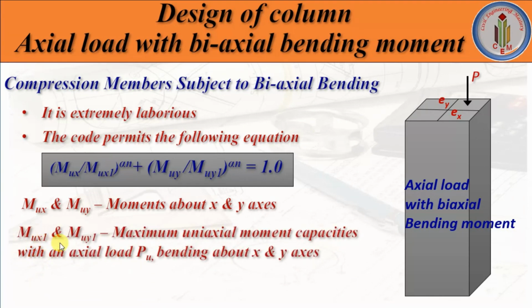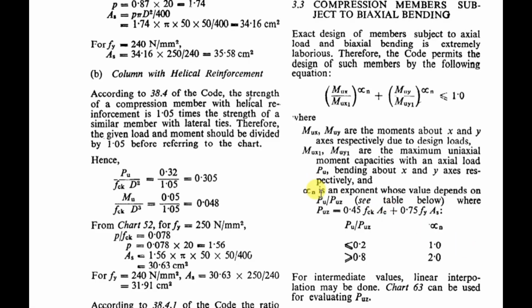And Mux1 and Muy1 are maximum uniaxial moment capacities with an axial load Pu, bending about x and y axis. Here alpha n is an exponent. So we have a separate formula to calculate this alpha n. Let me show you in SP16. Here in SP16, alpha n is an exponent whose value depends on Pu by Puz.